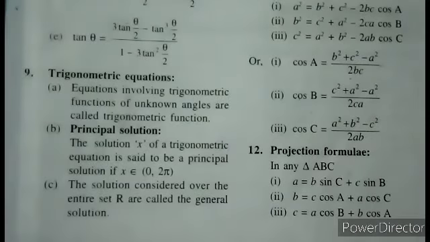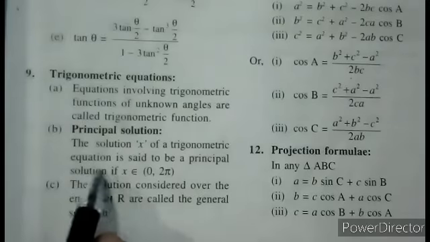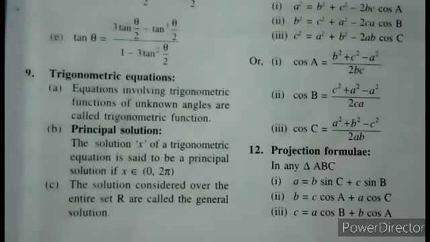So what is a principal solution? A solution x of a trigonometric equation is said to be a principal solution if x belongs to 0 to 2 pi. Only when x lies between 0 and 2 pi, that is 0, pi, pi by 2, 3 pi by 2.